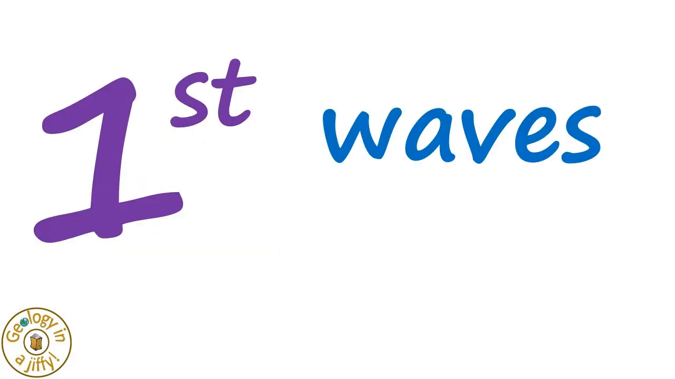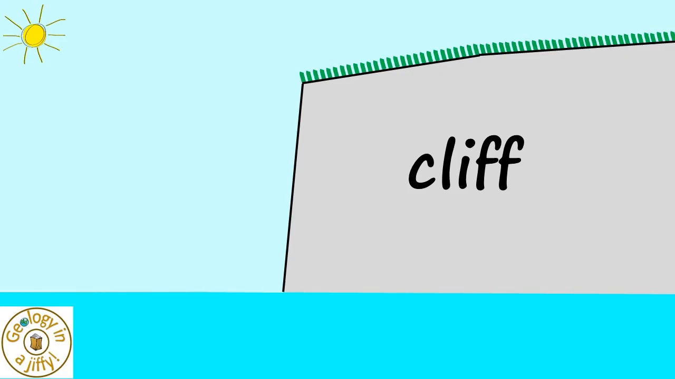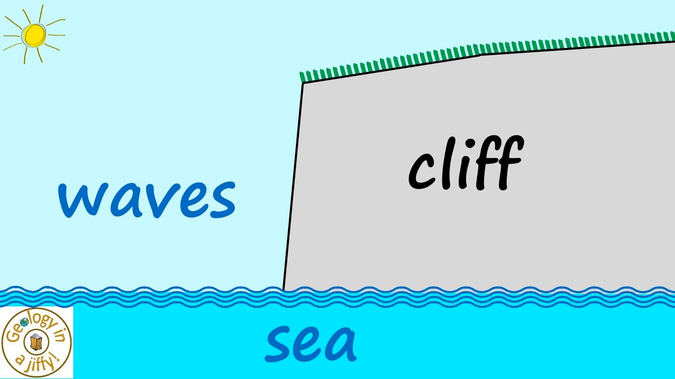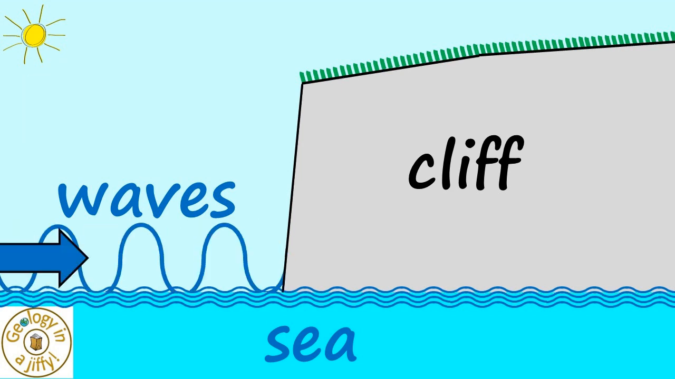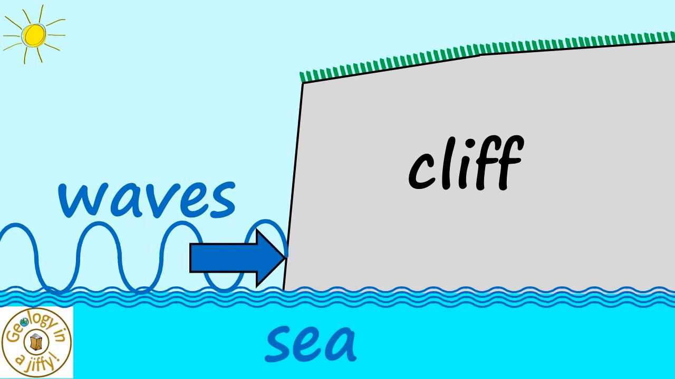Wavecut notches, as shown here at the base of a sea cliff, are formed in two main ways, the first being by the action of waves. Take this cliff, next to the sea, with waves upon the sea, and as the wind blows, larger waves are formed, these waves then being continually blown towards the cliff, hitting the rock where the sea meets the cliff face.